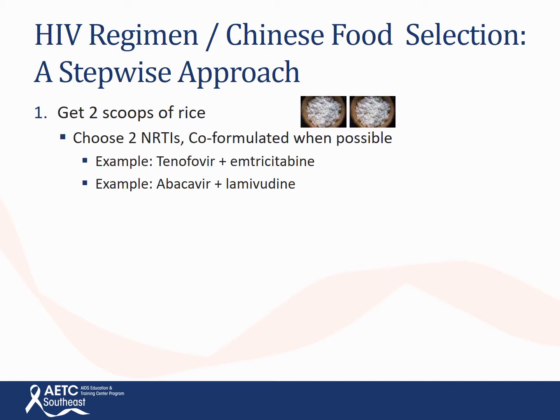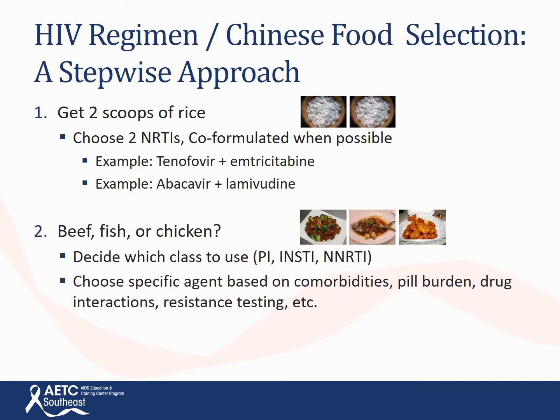First, you get 2 scoops of rice. You choose 2 nukes, tenofovir and emtricitabine, or abacavir and lamivudine. And we try to use co-formulated agents whenever possible to decrease pill burden and improve adherence. And then you move down the line at Panda Express. You choose your one main entree, beef, chicken, or fish.